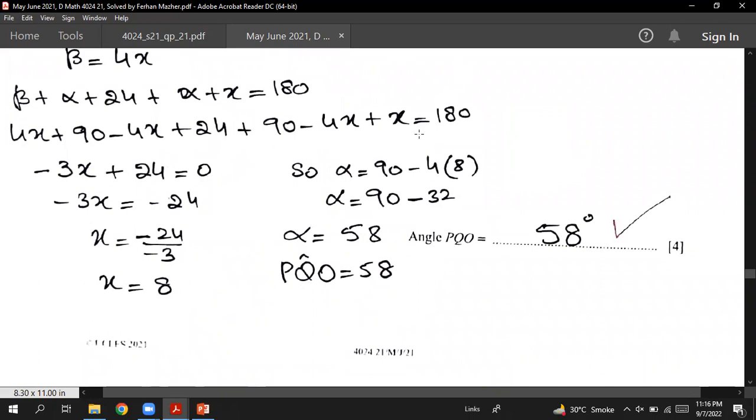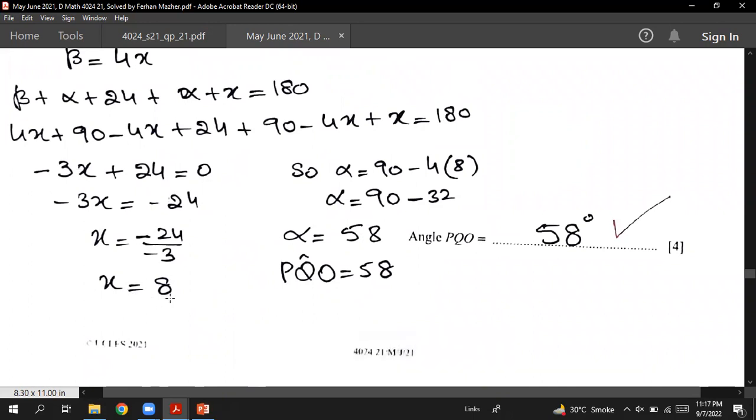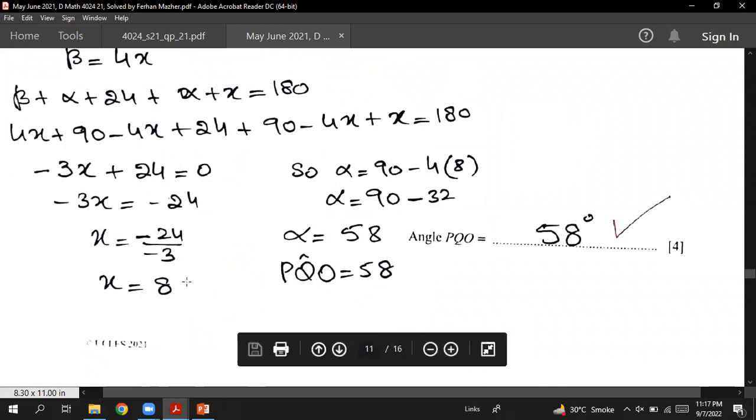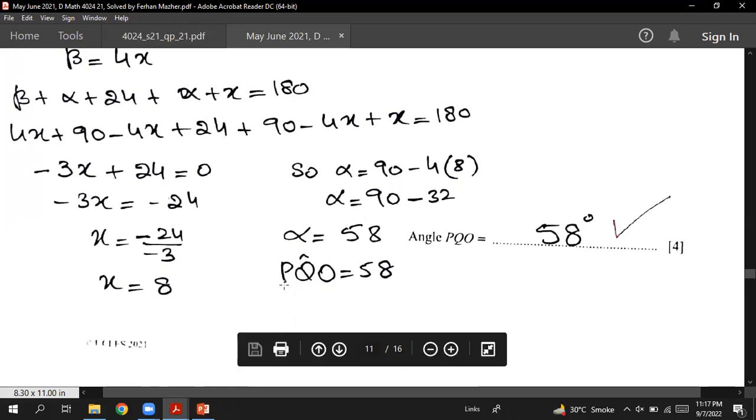90 and 90 and 180 will cancel. So minus 3x is equal to minus 24. So x will be equal to minus 24 divided by minus 3, so x will be equal to 8. Once you know the value of x, we can find the value of alpha. Alpha was 90 minus 4x, so alpha will be 90 minus 32, and alpha will be 58. So the angle PQO is 58 degrees.